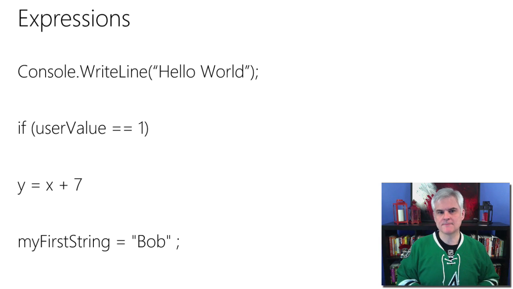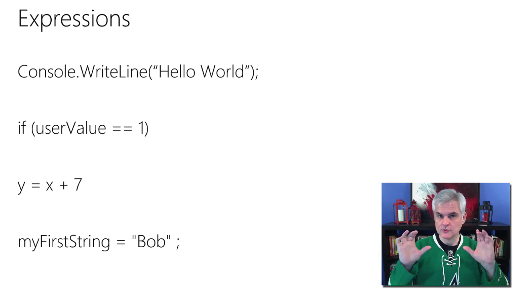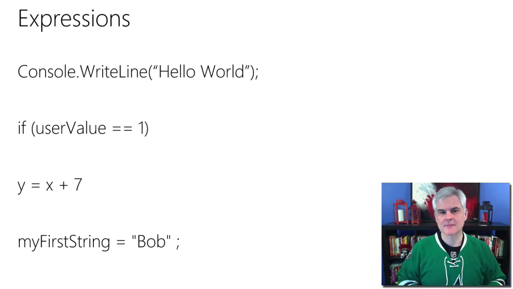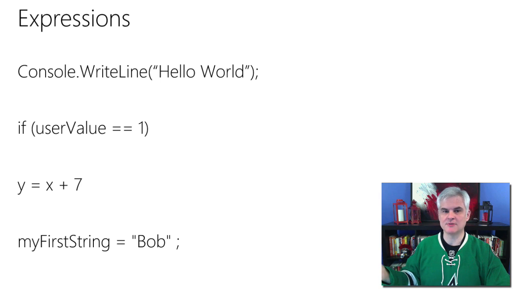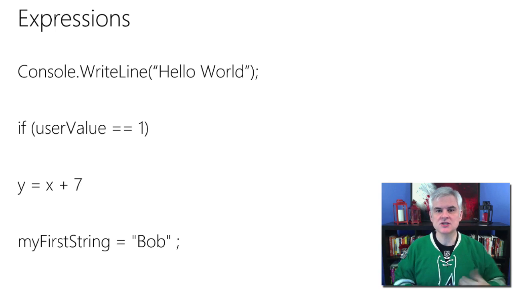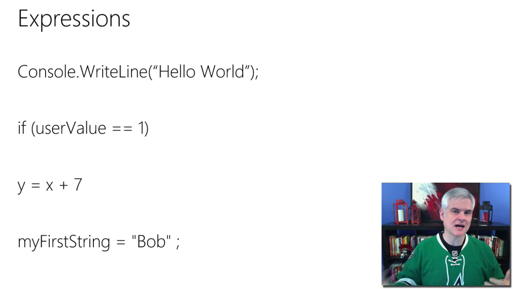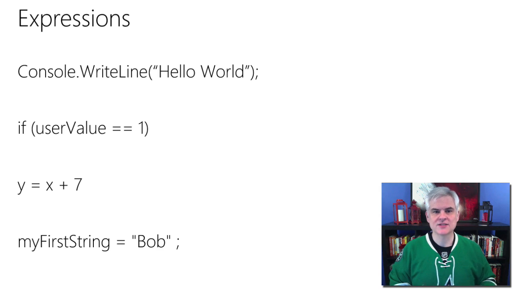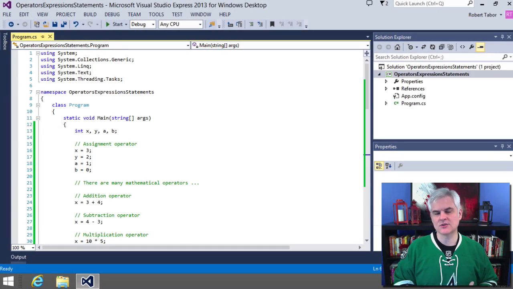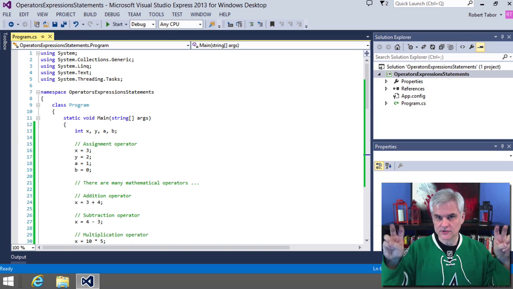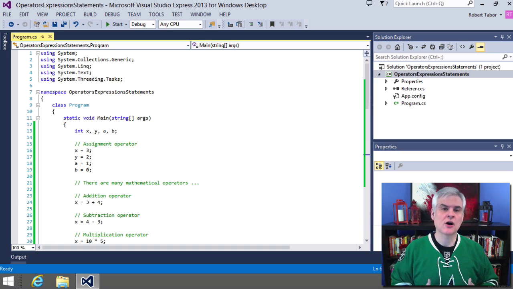Console.WriteLine("Hello World"). If userValue == 1. y = x + 7. myFirstString = "Bob". And there are many others. But each of these expressions has two things in common. They consist of operators and operands. Operands are things like objects, or for now just think of classes like the Console class. They're also things like variables or literal strings, and I suppose you could call these our nouns.